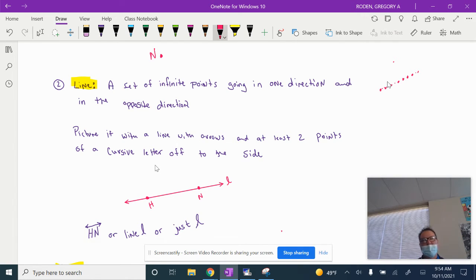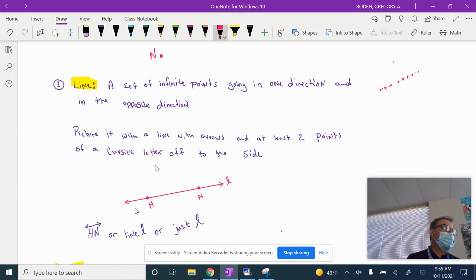You cannot measure a line. You cannot measure something that's infinite. Infinity is not a quantity. Infinity is an idea in mathematics that has no bounds on it. So a line is infinite in both directions, okay?